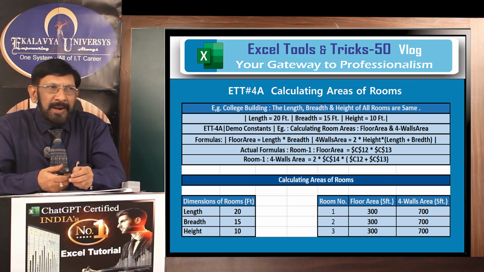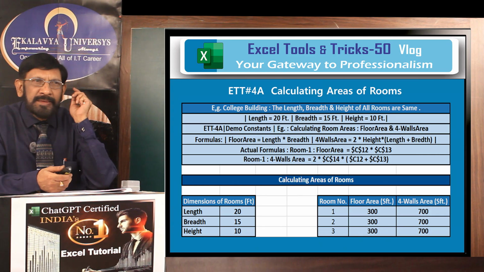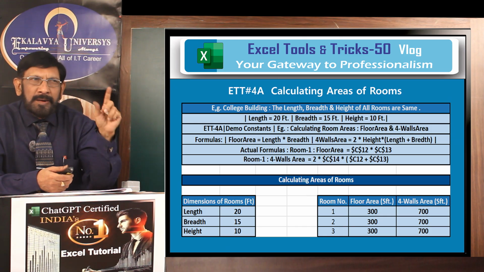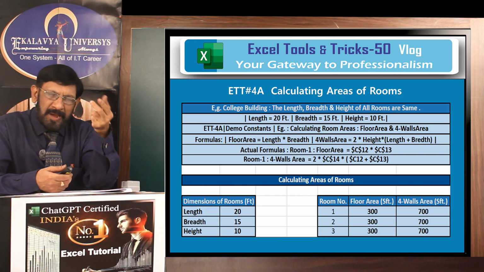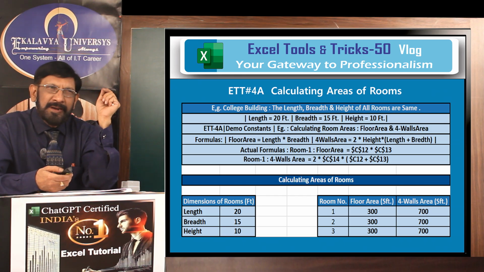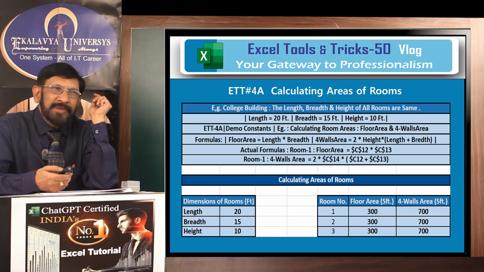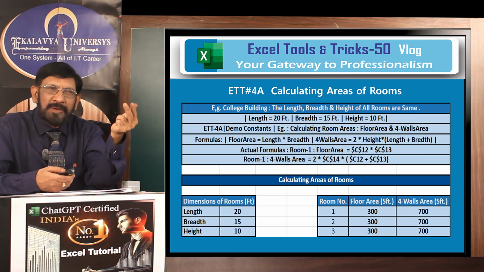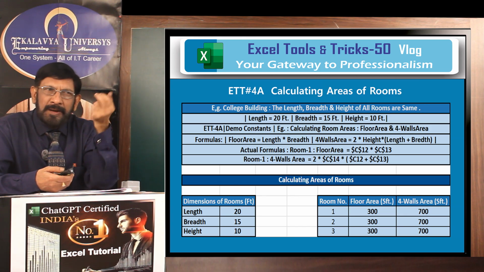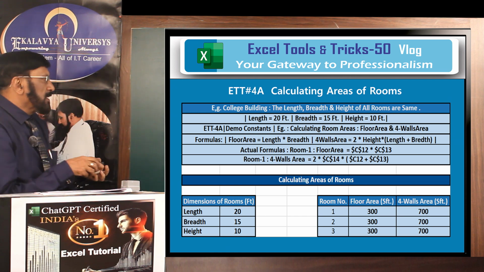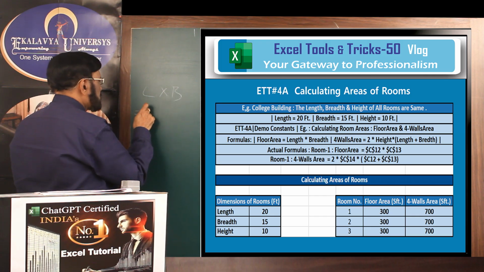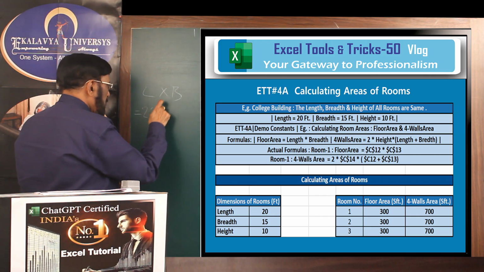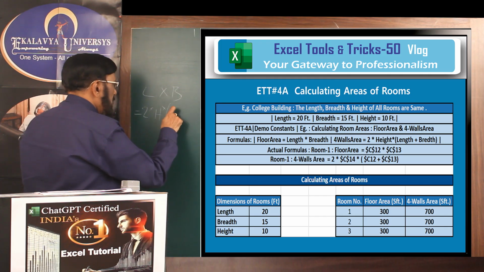But what we are doing here, all rooms are alike. Alike means, always remember your college classrooms. One time you declared in one table all the 3. Thereafter, you are using them for floor area and 4 walls area. Floor area is length into breadth. 4 walls area is 2 into h into L plus B.